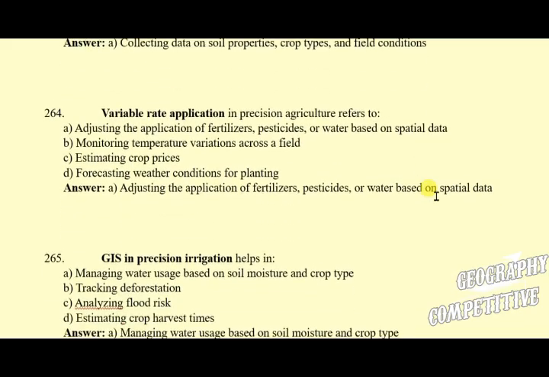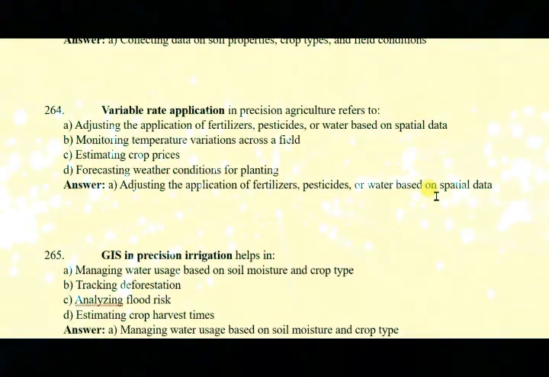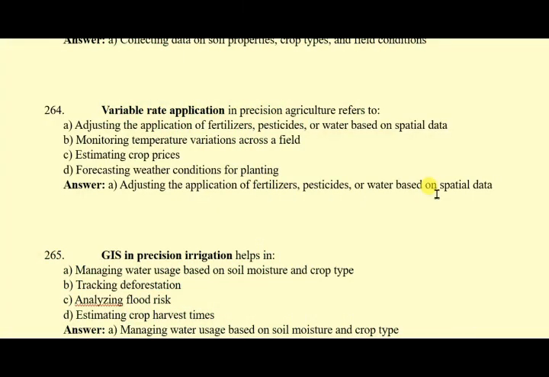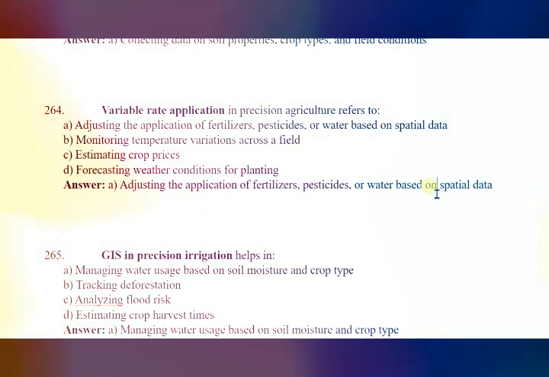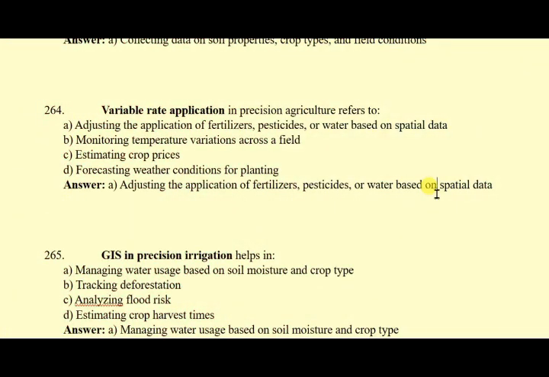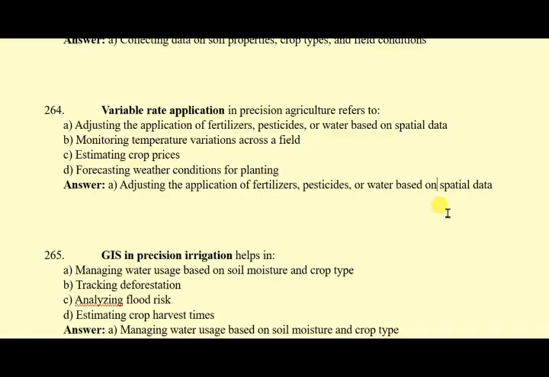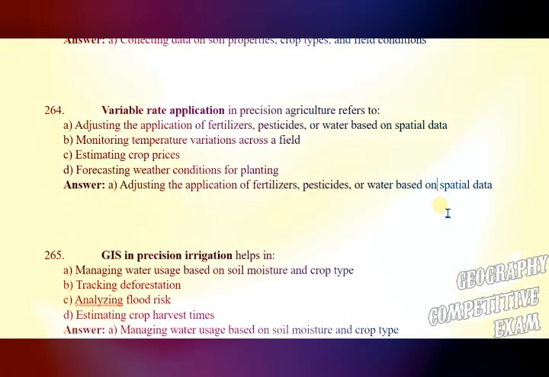Question 264. Variable rate application in precision agriculture refers to adjusting the application of fertilizers, pesticides, or water based on spatial data, monitoring temperature variations across a field, estimating crop prices, forecasting weather conditions for planting. The correct answer will be adjusting the application of fertilizers, pesticides, or water based on spatial data.